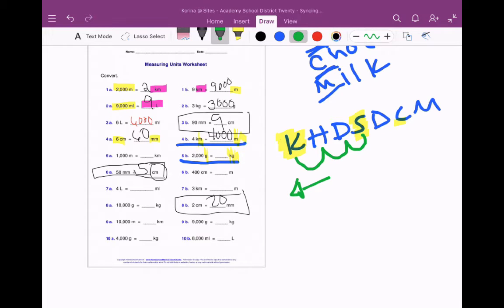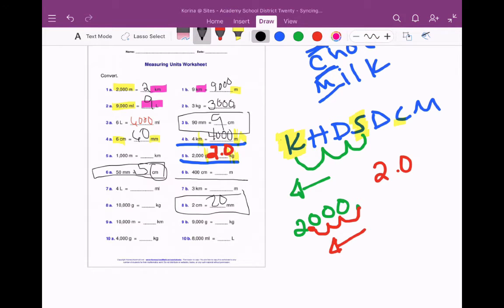Notice every time I'm touching the actual letter. So if you start from the side of the letter, either way, you're going to get confused. So I jump right to the middle of the letter. So we have 2,000 grams, and our decimal point would be here. And we are going to jump it 3 times. 1, 2, 3 to the left. So this would be 2.0. Try 6B on your own using this method.